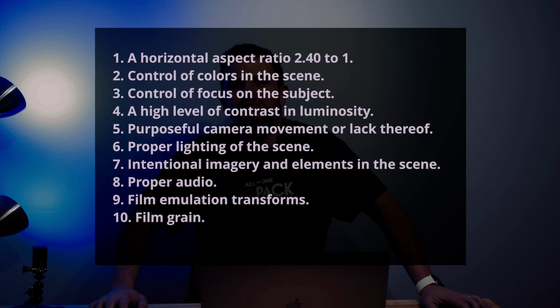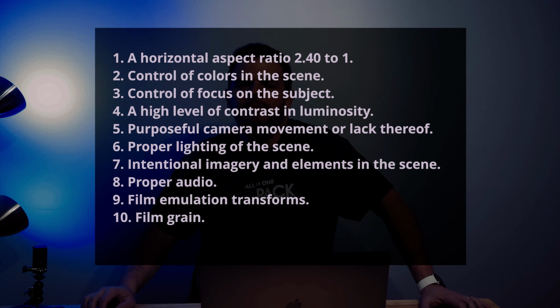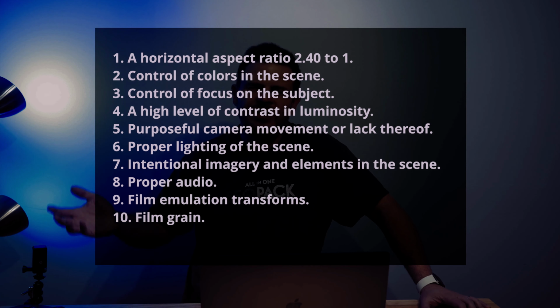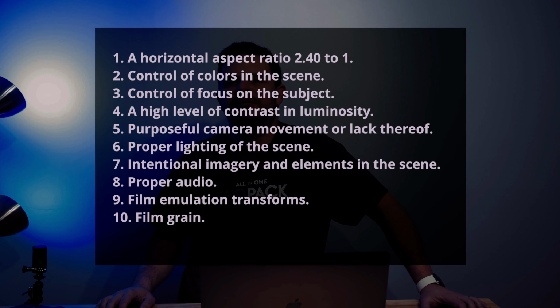Number five, purposeful camera movements or lack of. Number six, proper lighting of the scene. Number seven, intentional imagery and elements in the scene. Number eight, proper audio, believe it or not. Number nine, film emulation transforms. And number 10, film grain. Nine and 10 are kind of a bonus, the cherry on the pie, if you may.